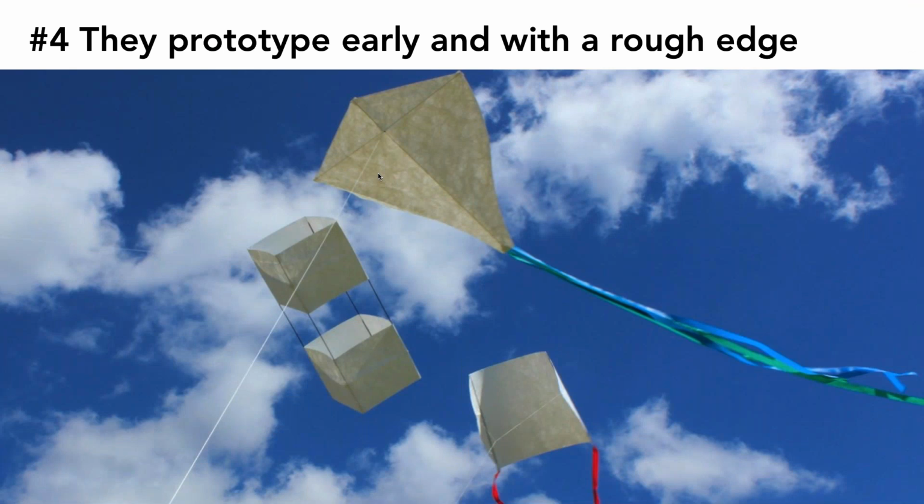Number 4, creative organisations, they prototype early, but with a rough edge. Now, when I was in high school, I had the most fantastic physics teacher. Unfortunately, his name was Mr. Fawcett. And despite having this surname, he was actually the coolest teacher in school. We loved his class for 2 simple reasons. He let us make stuff and he let us break stuff.